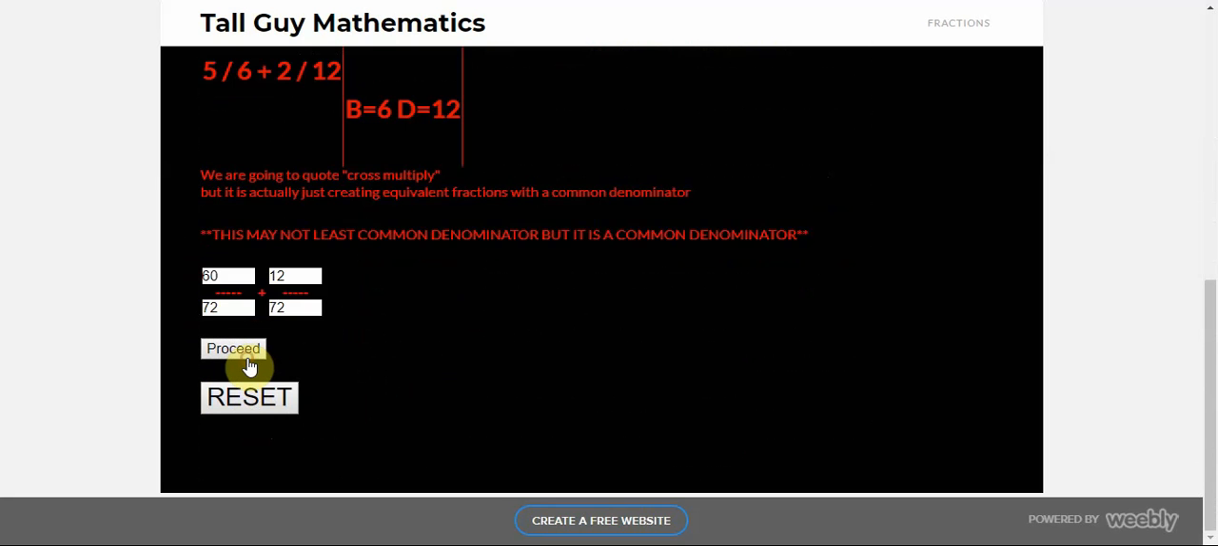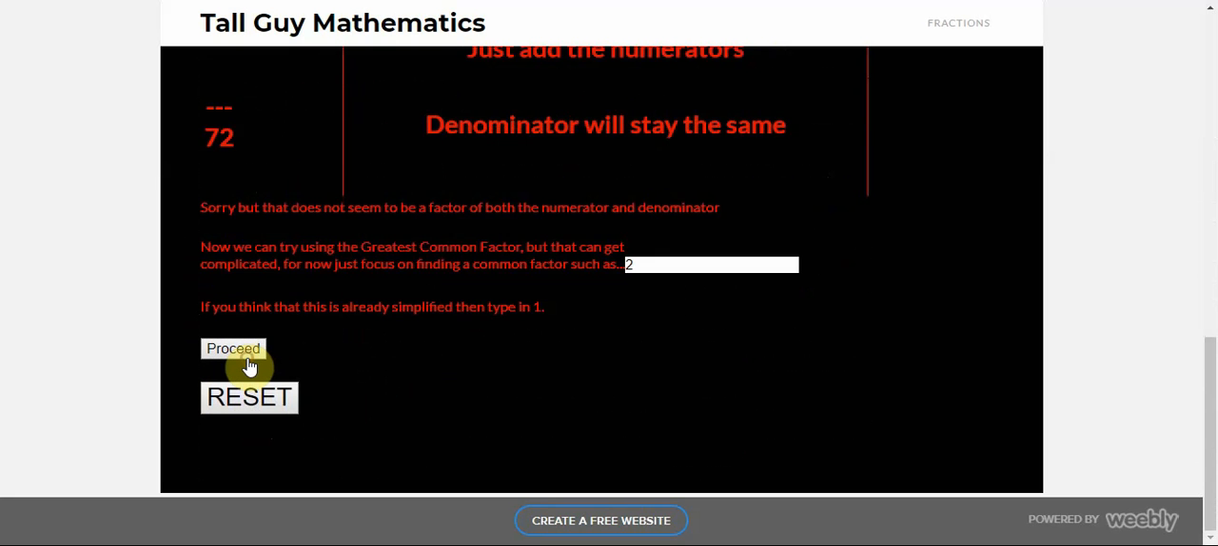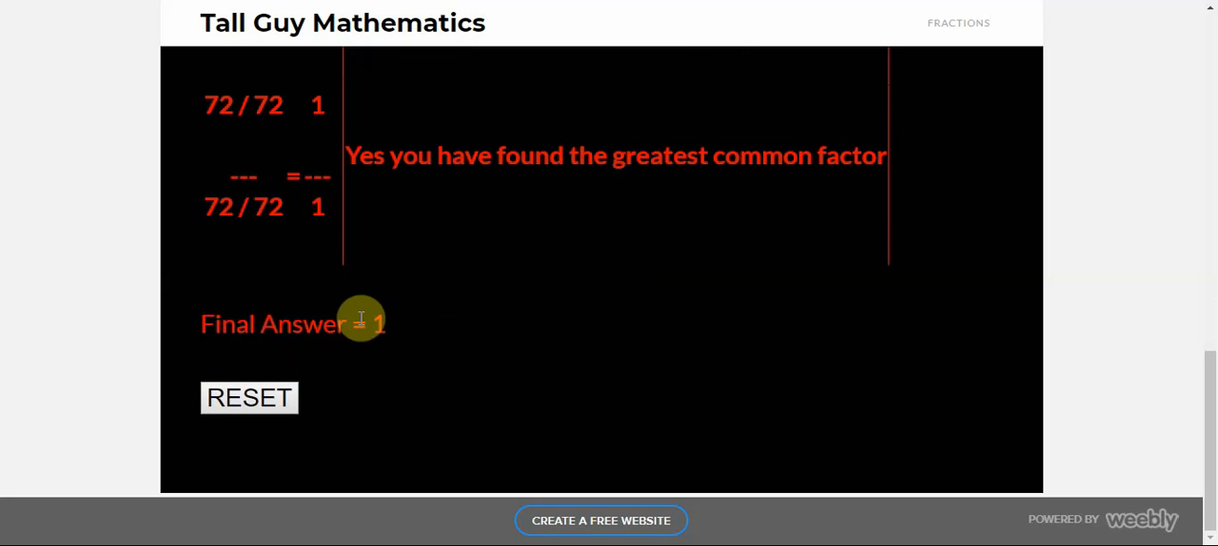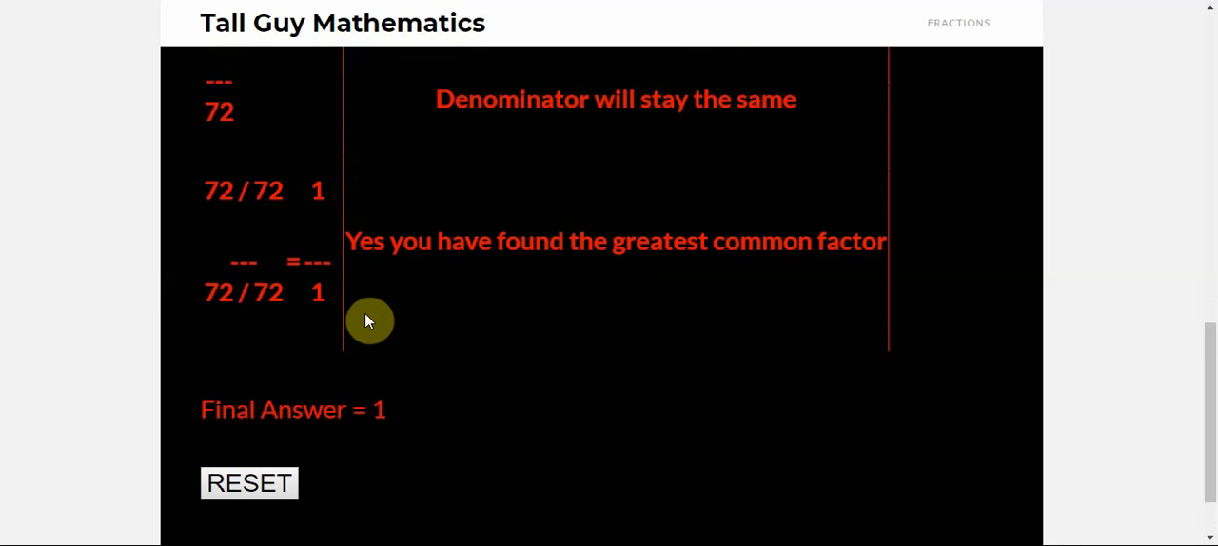Or, using the same process, we could have gone back through and seen, oh wait, they both are 72, so what happens if we do 72? 72 just happens to be the greatest common factor.